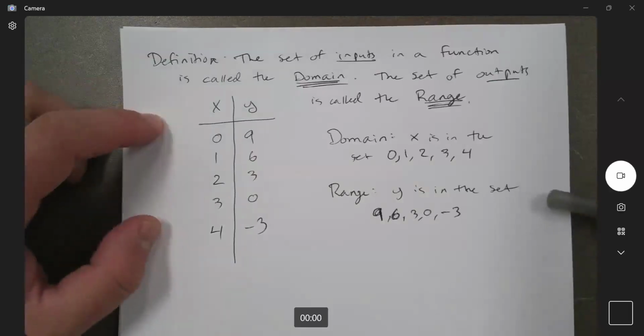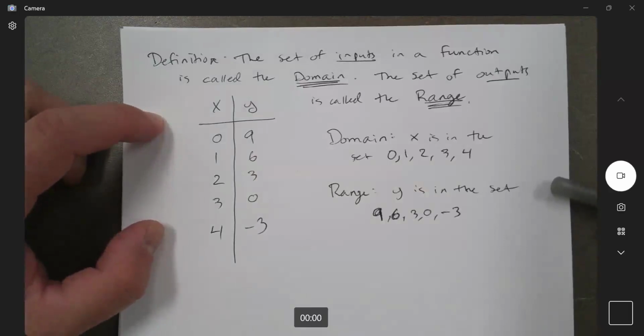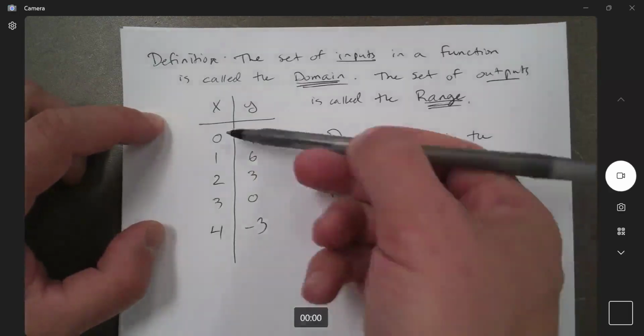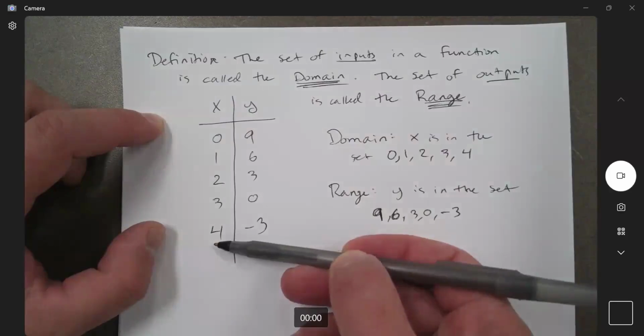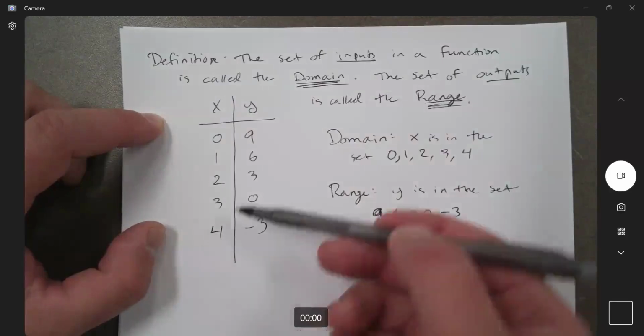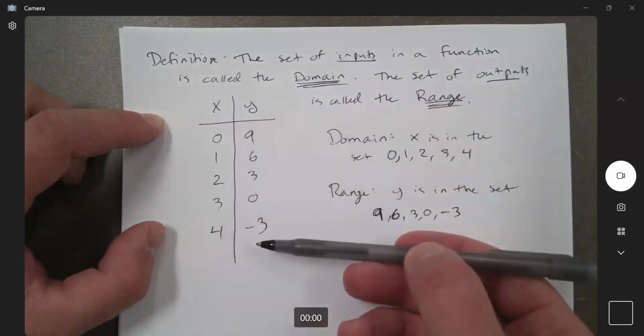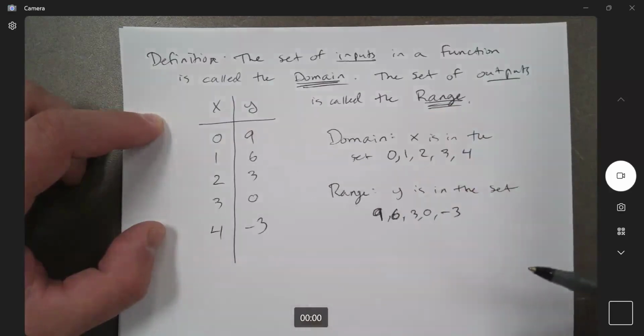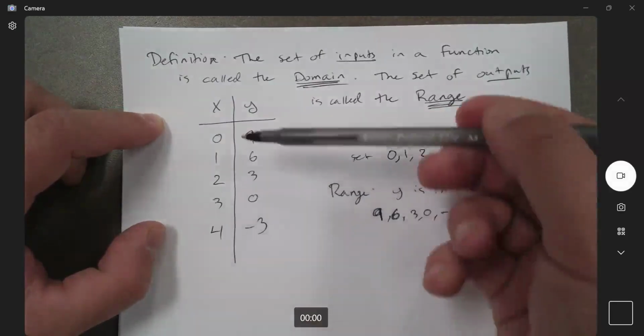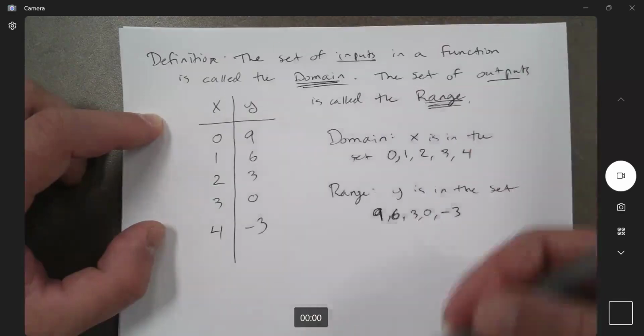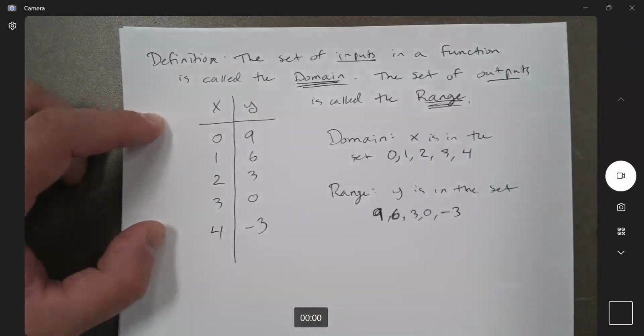Numerical representations are by far the easiest for identifying the domain, because you just get a list of numbers that you see in the X column. And for the range, you list the numbers that you see in the Y column. You don't have to repeat it. If I had 6 show up a bunch of times in the Y column, I only have to write it once.